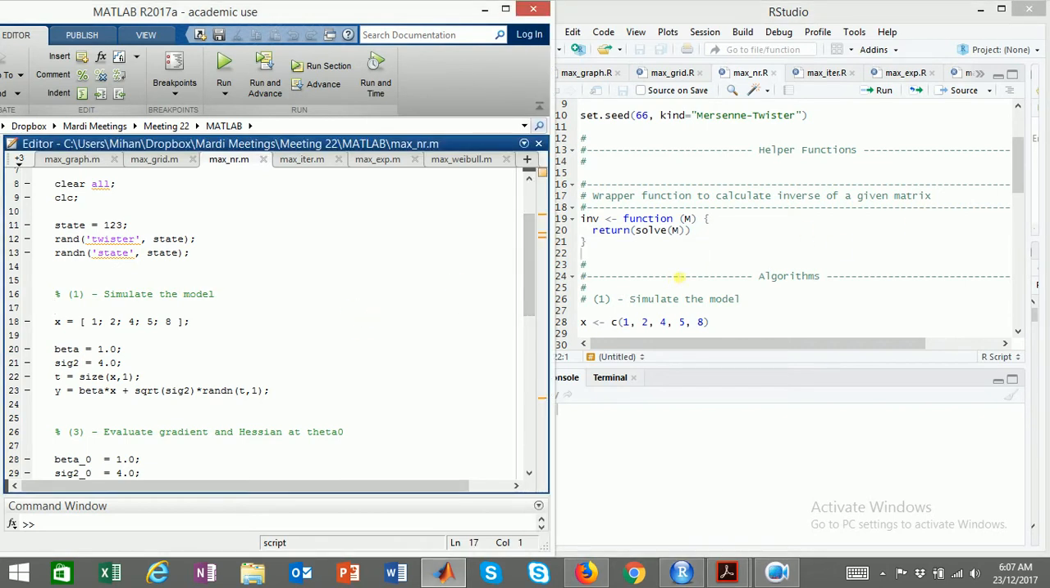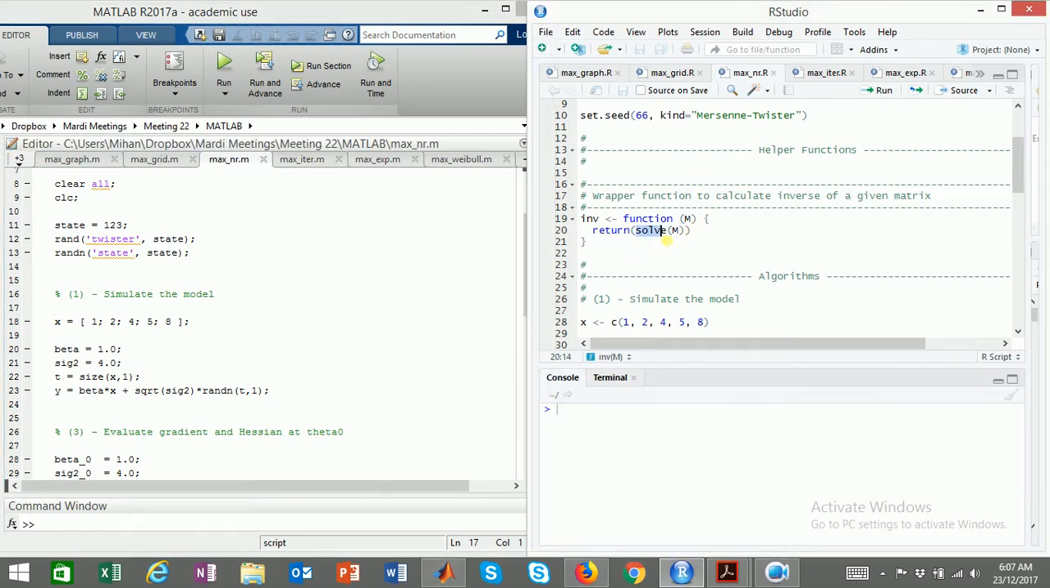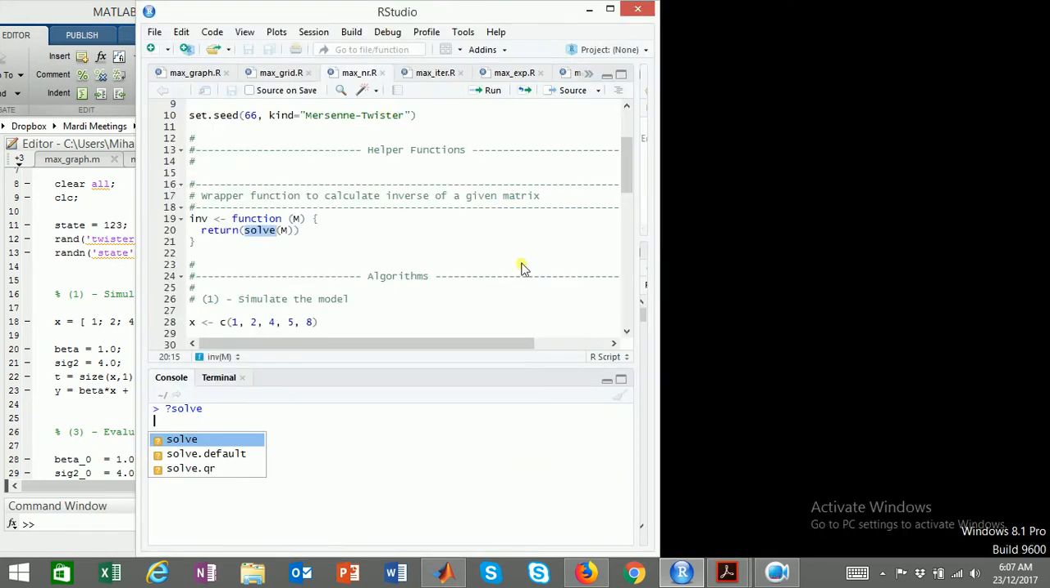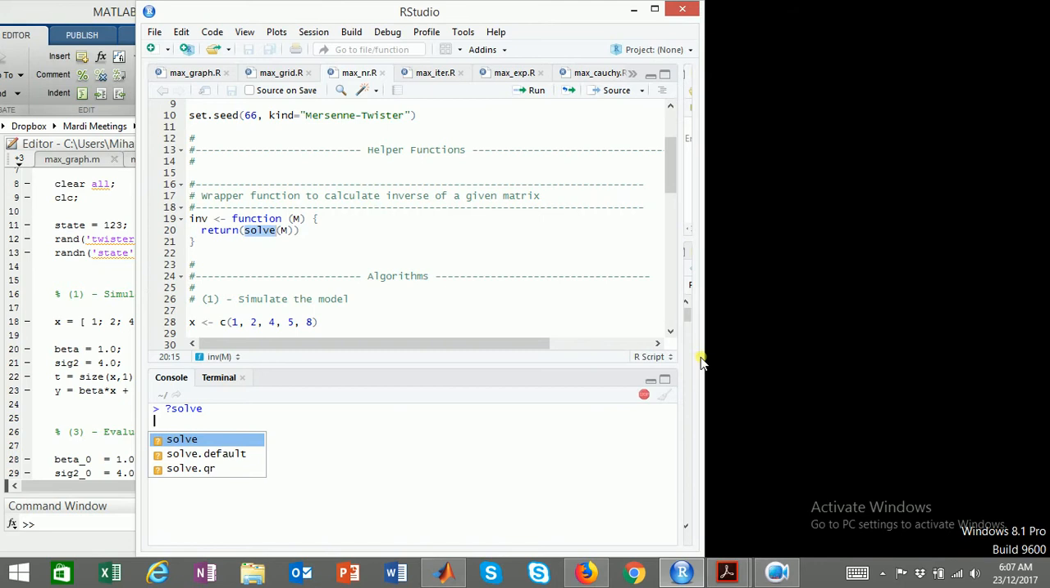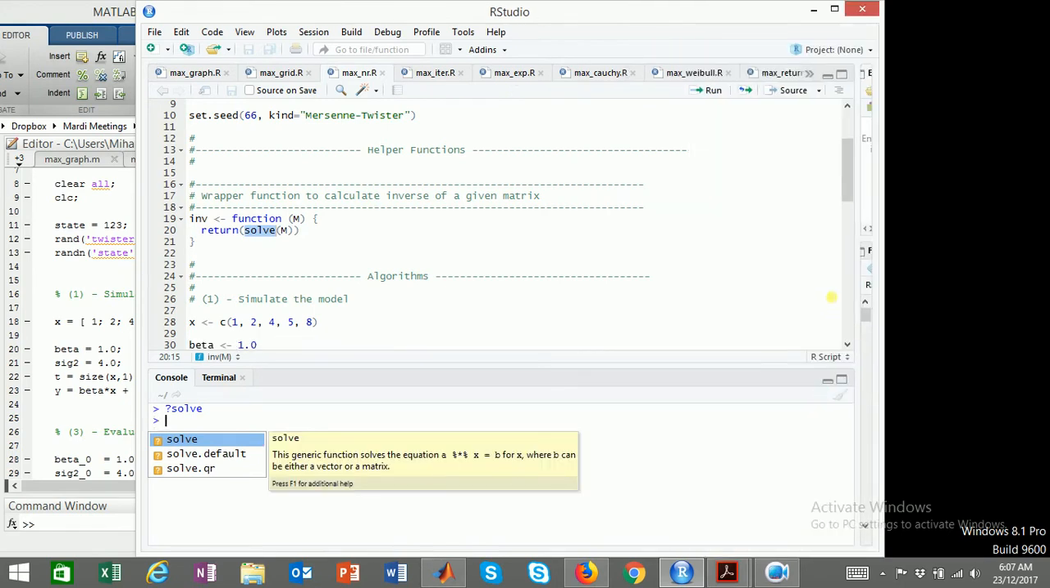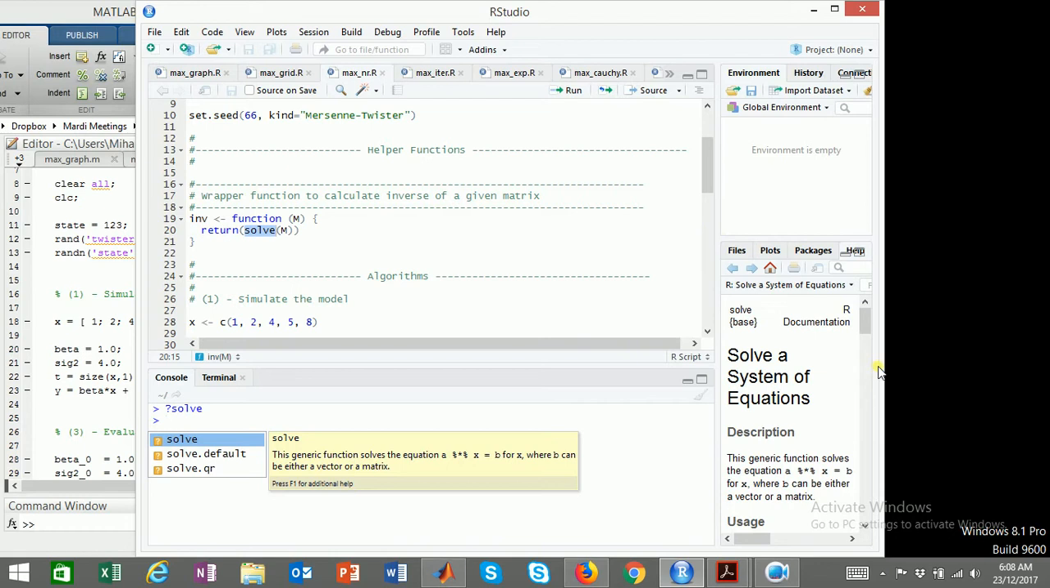Probably in R we don't have a specific inverse function. So basically I'm creating a function of M which returns solve, that solves M. Let's see what solve is. Solve a system of equations.